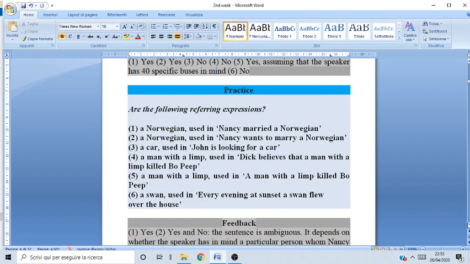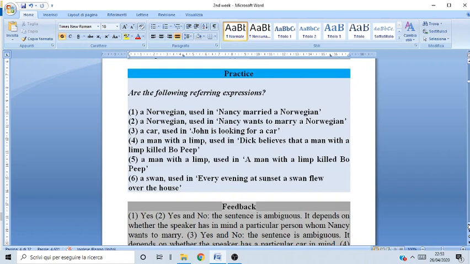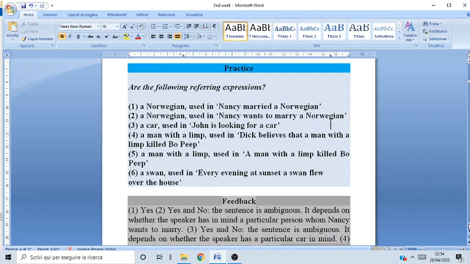John is looking for a car. Okay, so the feedback says yes and no. It depends on how you interpret the sentence. If John is looking for whatever car, for any car, in that case, it's not a referring expression. But if he has a particular car in mind, yes, you have to interpret that car as a referring expression.